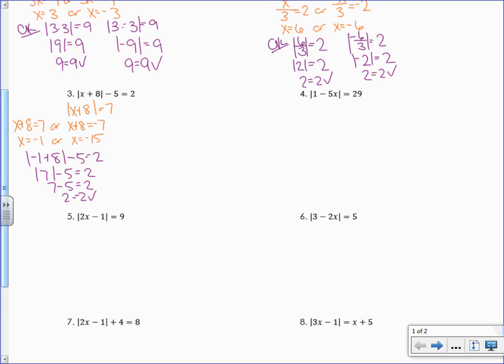Now I'm going to check negative 15. I'll do that up here. So now I get the absolute value of negative 15 plus 8 minus 5 equals 2. Negative 15 plus 8, that's negative 7. The absolute value of negative 7 is just 7. And that checks as well. 2 equals 2. Booyah.